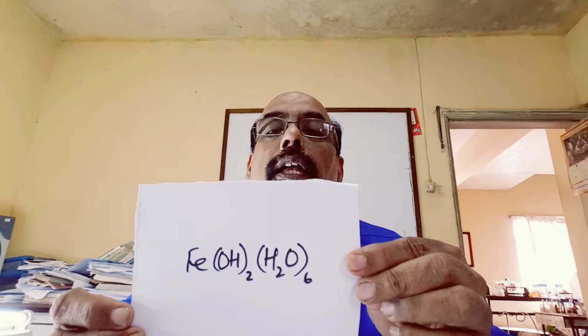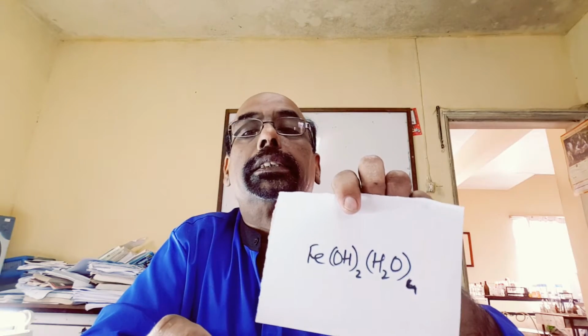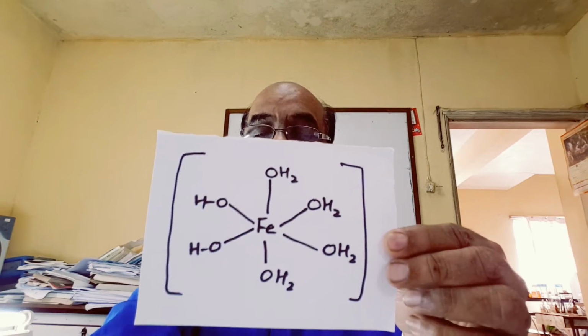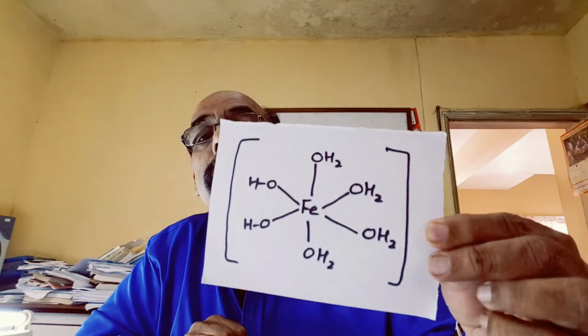Fe(OH)2(H2O)4, modification done, and this is also a complex. This is the spatial formula. We call it the spatial formula of this compound. It has an octahedral shape.